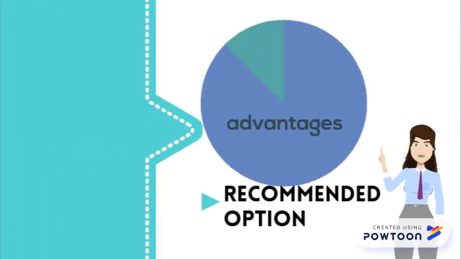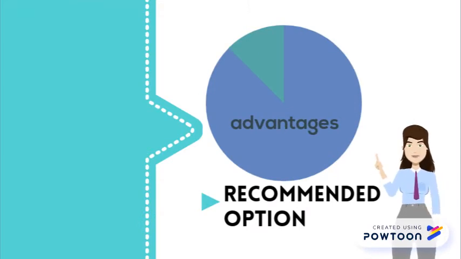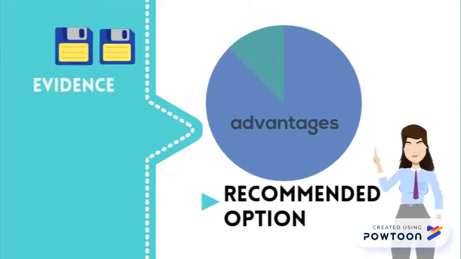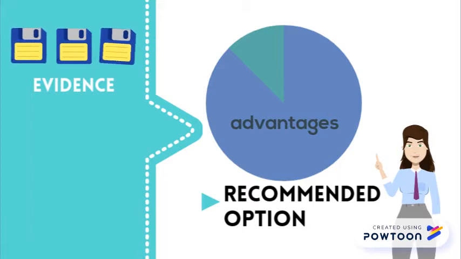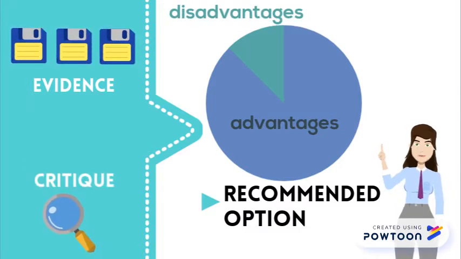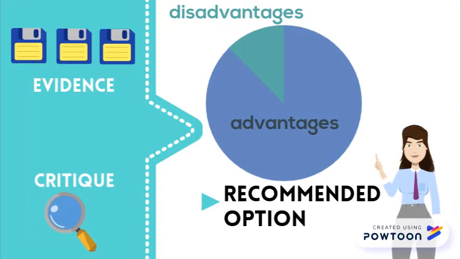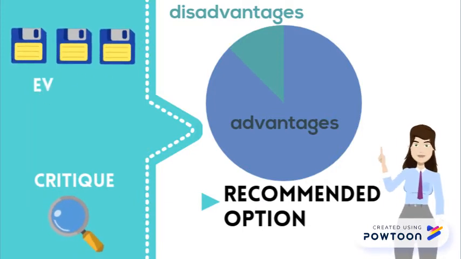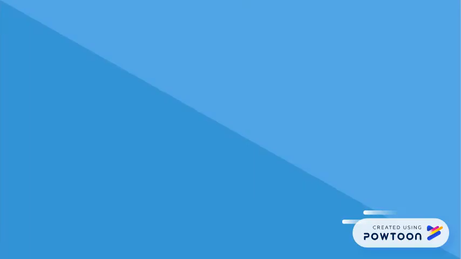Next, you will present your recommended option. Write about the advantages you found for this option using evidence and analysis to support these advantages. Again, you will want to show you have considered all angles of this option. So go ahead and write about a disadvantage, but critique it to explain why all the advantages outweigh this disadvantage. Don't forget to support this critique and analysis with evidence.